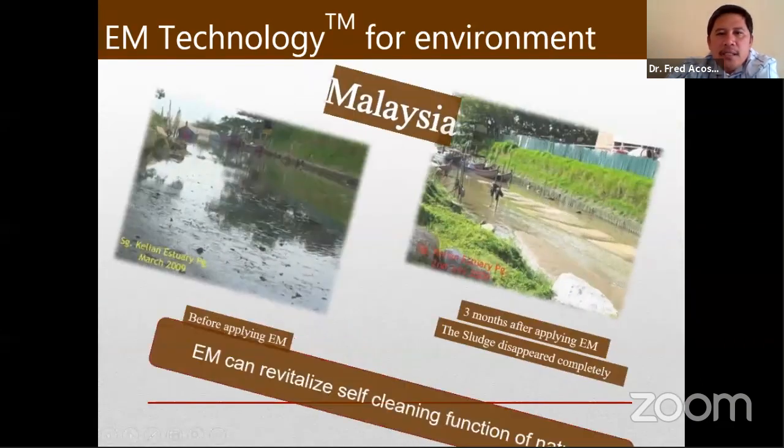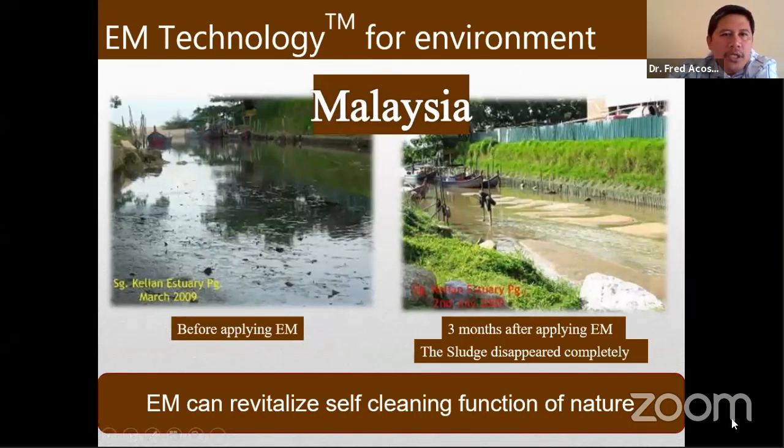And in other places, say in Malaysia, they're using EM technology to revitalize nature. In this small creek or small river, before applying EM, it was really full of sludge. And after 3 months of EM application, the sludge disappeared completely. Again, because of the good bacteria that are present in EM technology.